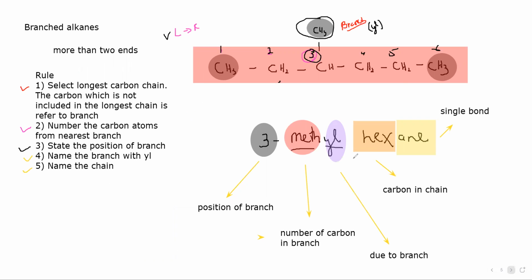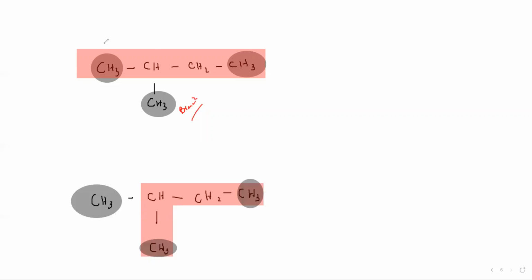So if I try to number this, there are two ways I can number. I can number from right to left. So if I number 1, 2, 3, 4, third position, I have a branch. But if I number from left to right 1, 2, 3, 4, the branch is coming at 2, whereas right to left, the branch was coming at 3. So which numbering should I follow? So I should follow from left to right.